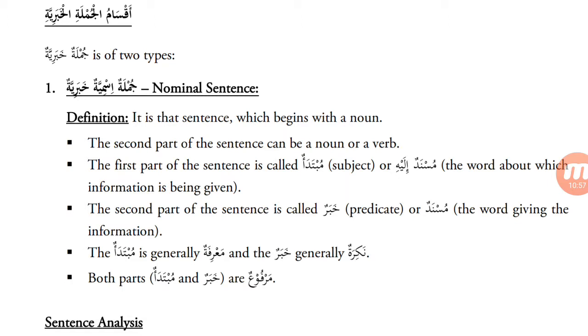The mubtada is generally ma'rifah, definite, and the khabar is generally nakirah, indefinite. Both parts, mubtada and khabar, are marfu'. Marfu', what's marfu'? That word that ends with the sign of rafa', alamatul rafa', is marfu'.